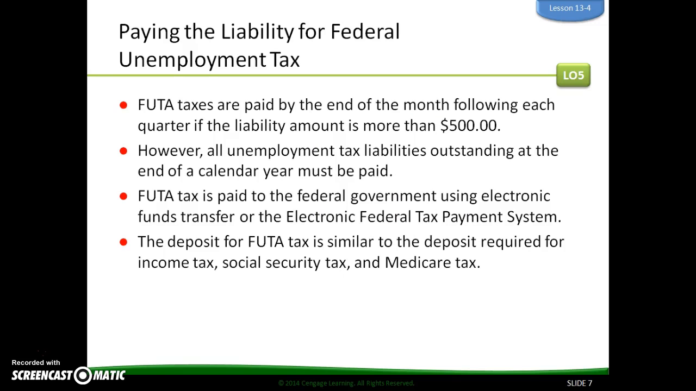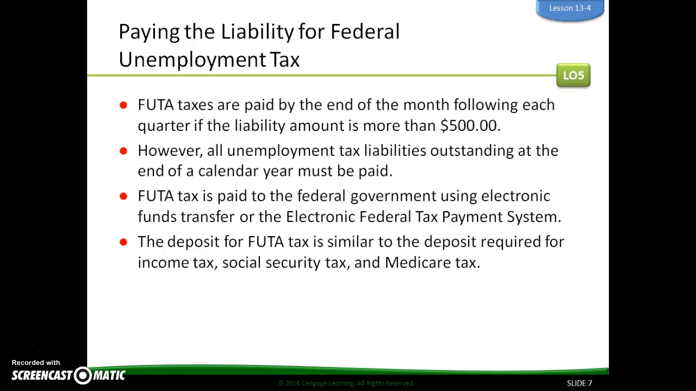Federal unemployment tax is paid at the end of the month following each quarter if the liability amount is more than $500. However, all unemployment tax liabilities outstanding at the end of a calendar year have to be paid. So at the end of the year, you have to pay them. Federal unemployment tax is paid to the federal government using that electronic transfer again. The government wants the money.